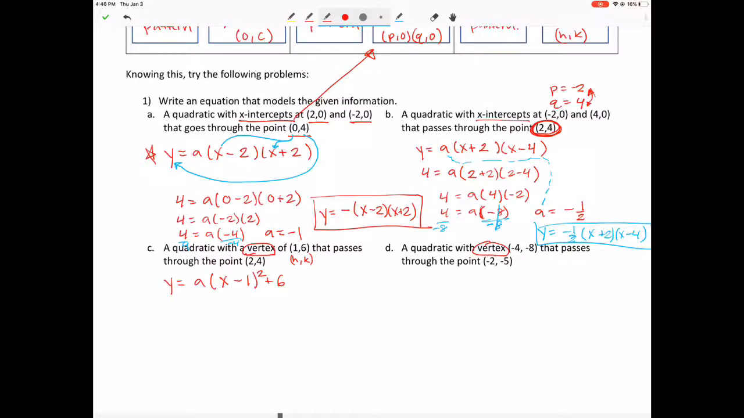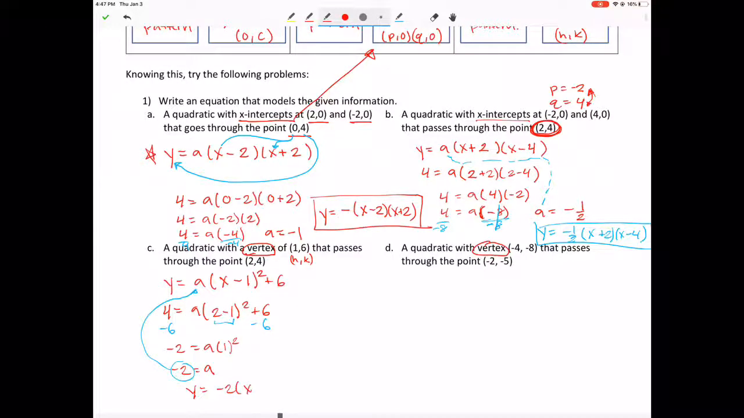They give us what a y and an x are for an ordered pair. So let's just plug that in. We get 4 equals A times (2 minus 1) squared plus 6. We'll want to subtract the 6 from both sides, and combine and simplify that a little bit. That gives us negative 2 equals A times 1 squared, right? And that just gives us A is negative 2. Take that and we'll plug that into our equation, and that gives us y equals negative 2 times (x minus 1) squared plus 6. Okay.